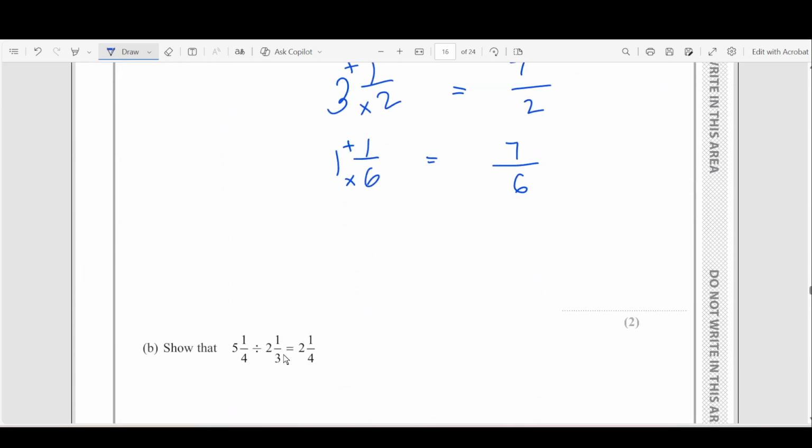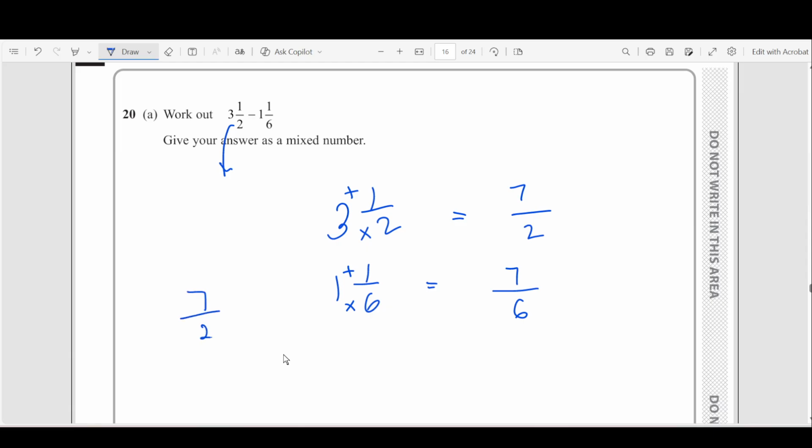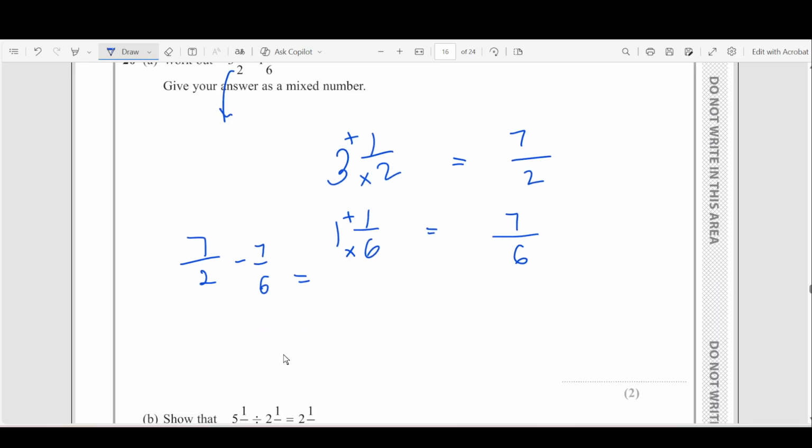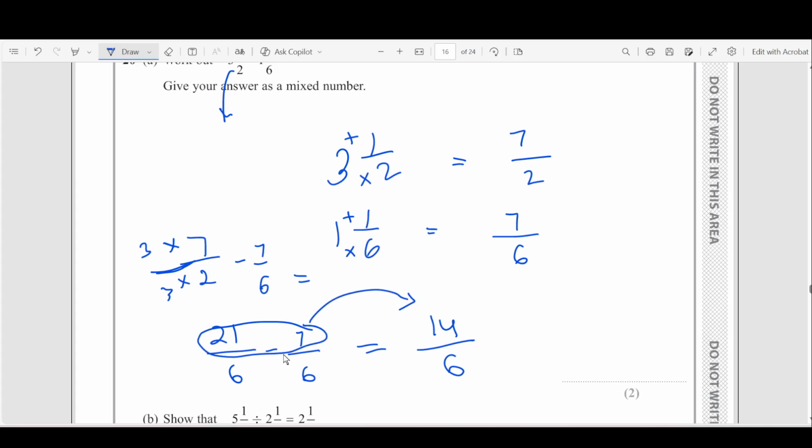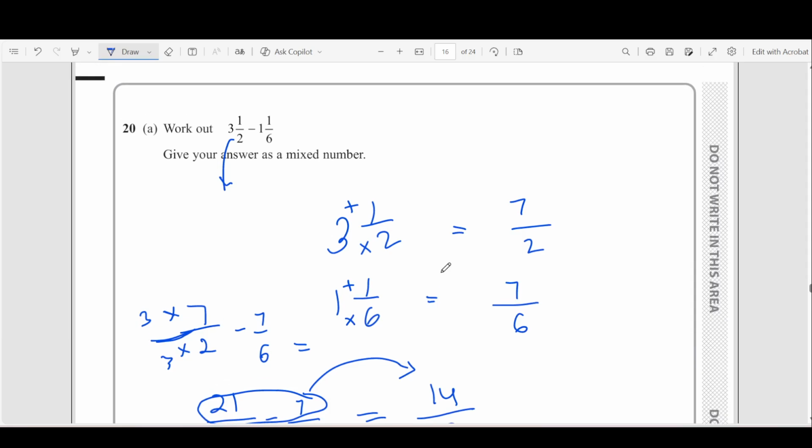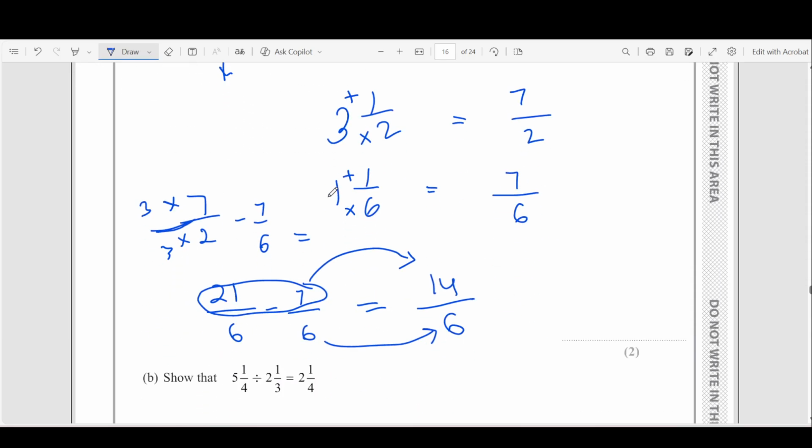Now I can just write 7 over 2 minus 7 over 6. So first I make the denominator the same. If I times 2 with 3, I will get 6, right? So the same number I times my numerator with. So this will become 21 over 6 minus 7 over 6, right? 21 minus 7 is 14, and when the denominator is the same, we just calculate the numerator and the denominator stays the same. That's my answer. Okay, but it says write your answer as a mixed number.